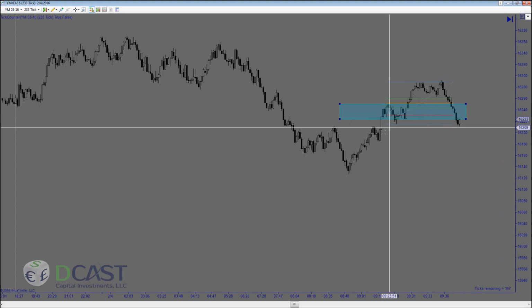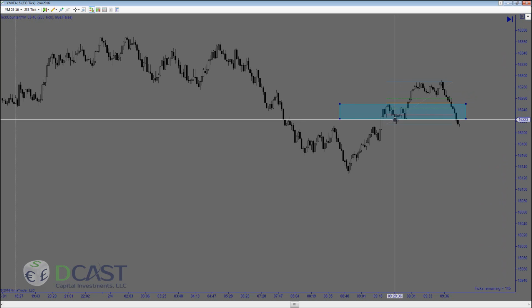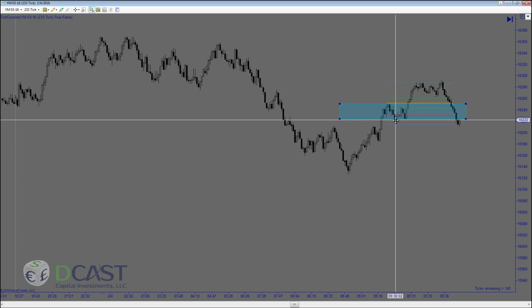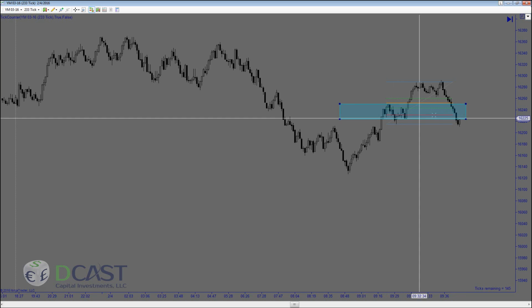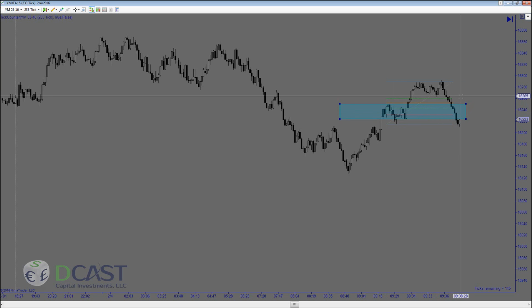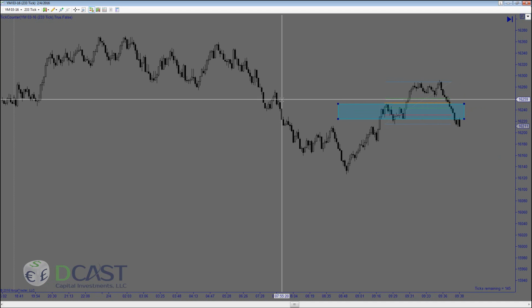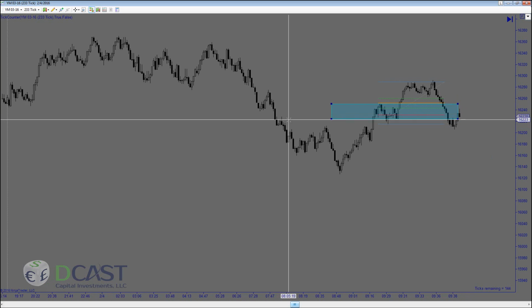It's a little hard to tell here whether we corrected from here or we corrected from here. This is the swing that made the new structure high. This did not make a new structure high, so this is the swing that we're correcting from. Okay, so we've made a new structure low. My expectation now is to get a deep correction into an area of structure right here, and for price to try to head back down again.